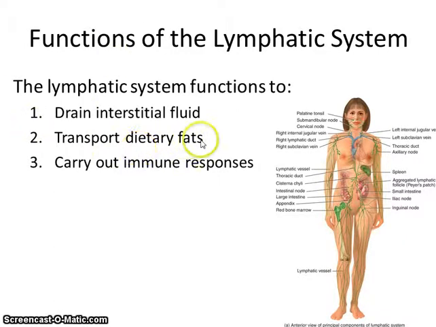Second, transport dietary fats. So when we absorb fat from our digestive tract and our small intestine, we bring it into the body through our lymphatic system. And third, it acts as a structure that houses a lot of our immune cells. So that's where we're going to have a lot of our primary immune functions occurring.